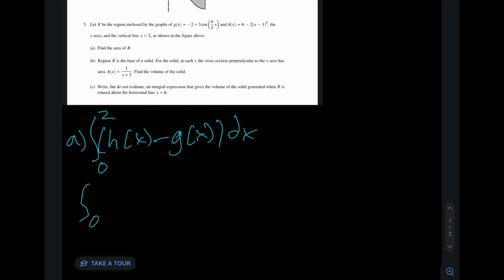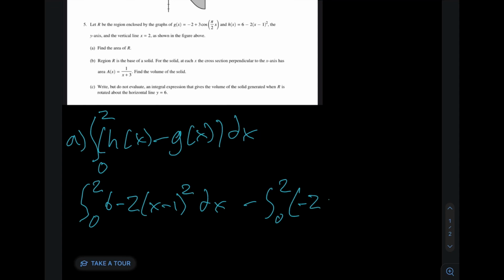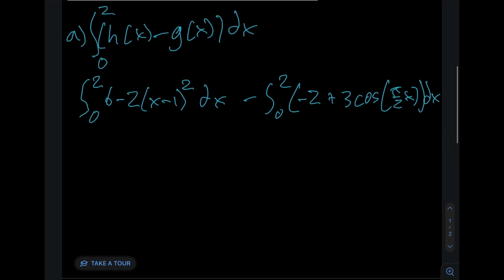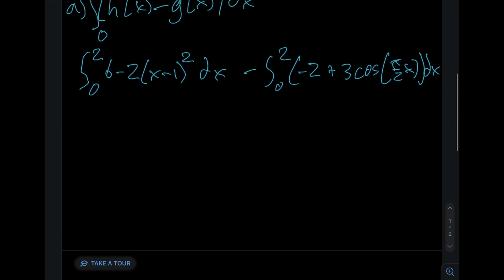We can do the integral from 0 to 2. h of x is going to be 6 minus 2 times (x minus 1) squared dx. And I'm actually just going to split up the integrals like so. 0 to 2 of -2 plus 3 cosine of pi over 2x dx. Cool.